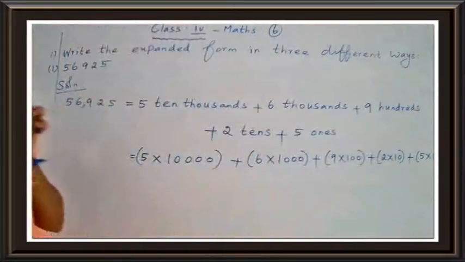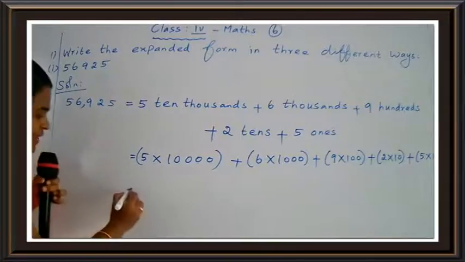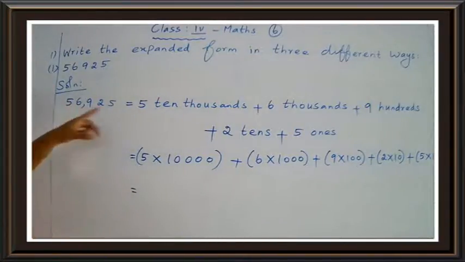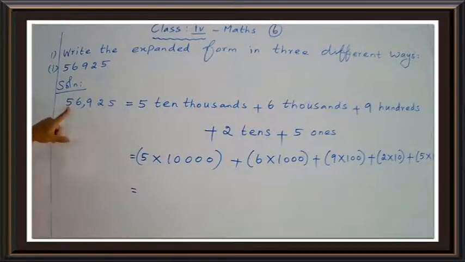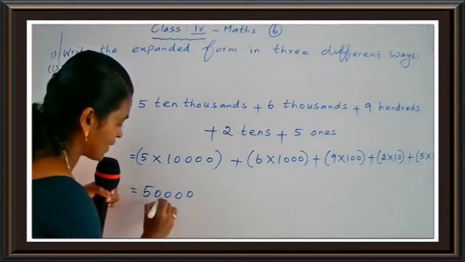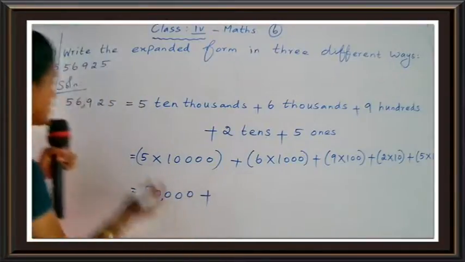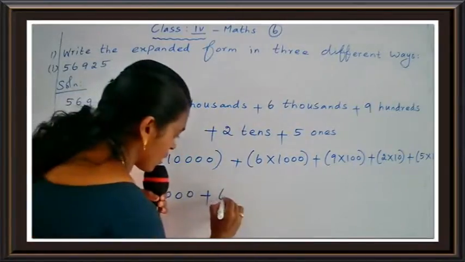Okay, this is the second way. Now, children, you come to the third way, which is in numerals. So now you write in numbers. What is the place value of 5? Ones, tens, 100, 1,000, 10,000. So the place value of 5 is 50,000. Plus, next, what is the place value of 6? Ones, tens, 100, 1,000. So the place value of 6 is 6,000.